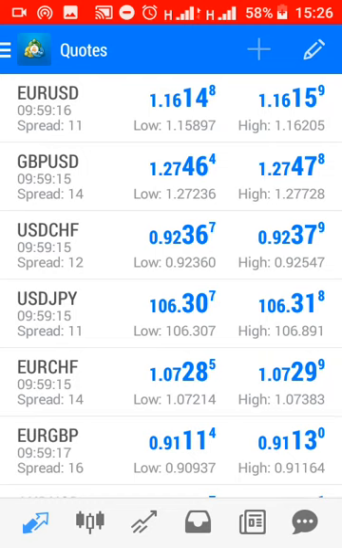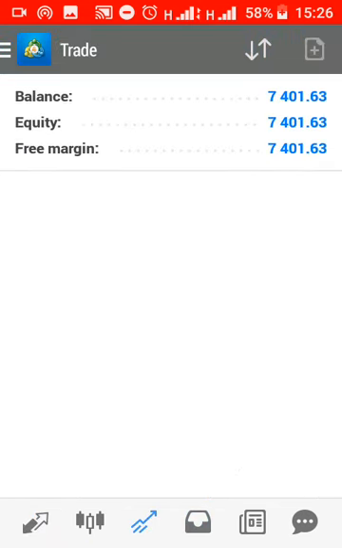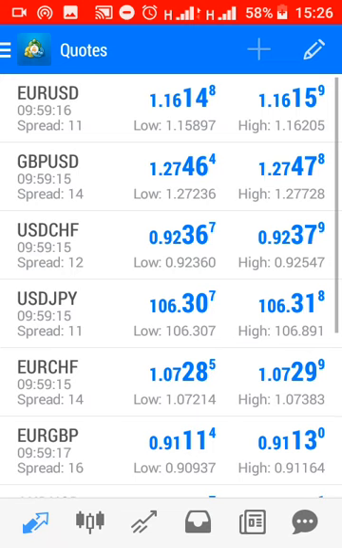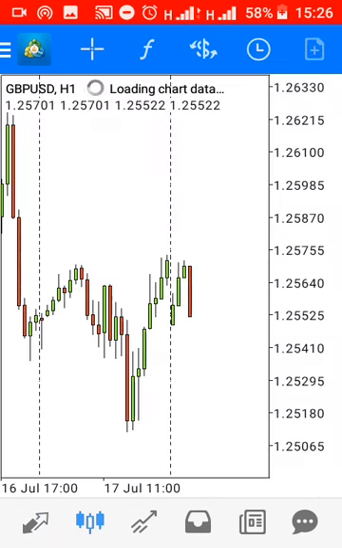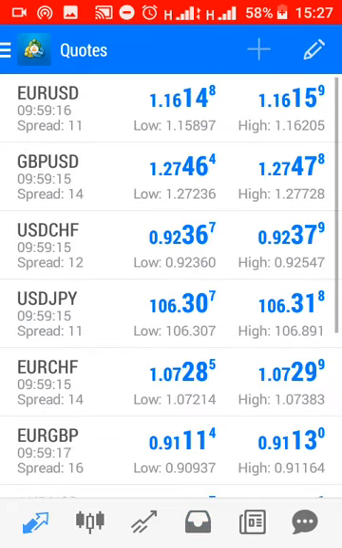Then this is MT4. MT4 has four menus that everyone has to be familiar with. You see the menus below: 1, 2, 3, 4. Hope you are seeing it. The first one, the second one, the third one, and the fourth one. Let's see how every button or every menu works.